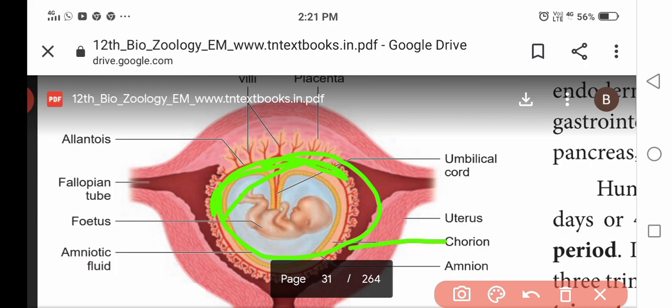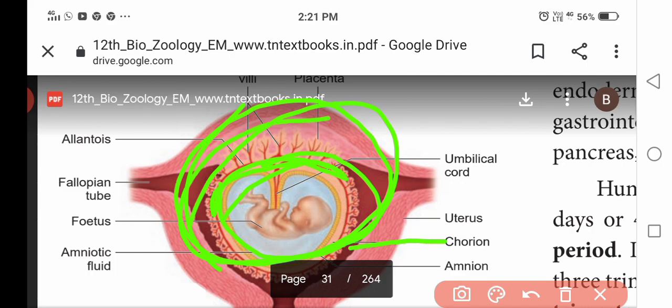Next is the chorion. The chorion is the outermost layer, so everything is enclosed by it. The three membranes are enclosed by the chorion. The chorion also has a protective function, and its most important function is the formation of the placenta. The umbilical cord and placenta have a similar meaning.